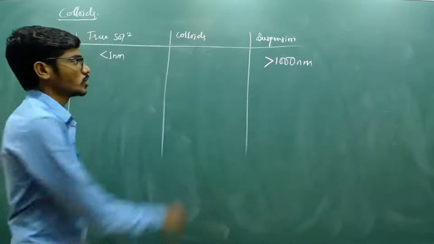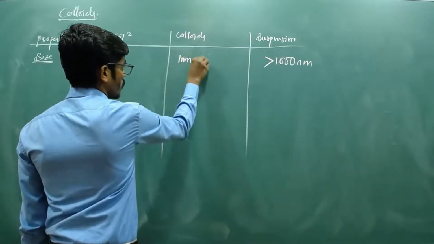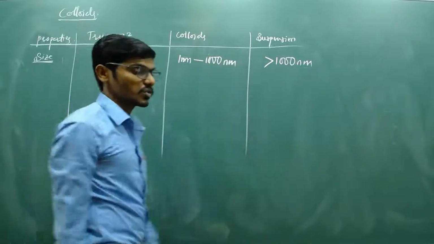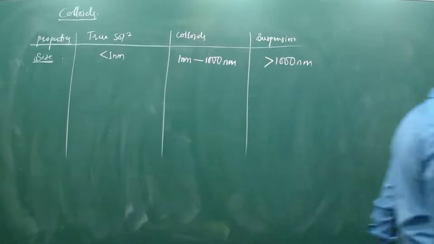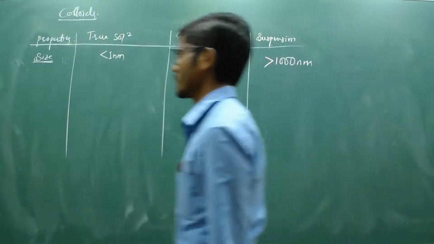So here the particle size is in between 1 nanometer to 1000 nanometer. The particle size is in between 1 to 1000 nanometer. This is about the size of it.